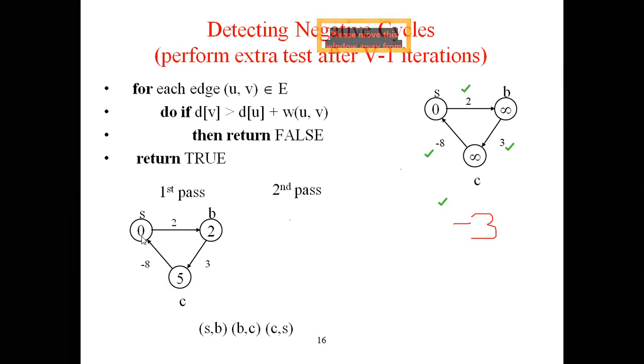So check here, 0 is there, and minus 3 is smaller, so put minus 3 here. So this is the first pass. Now see the second pass.